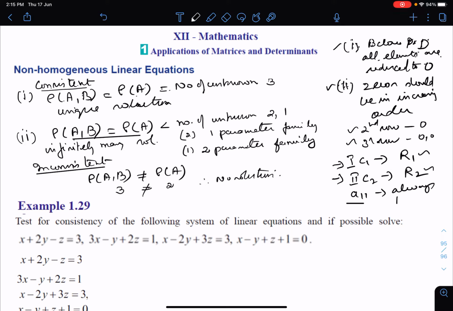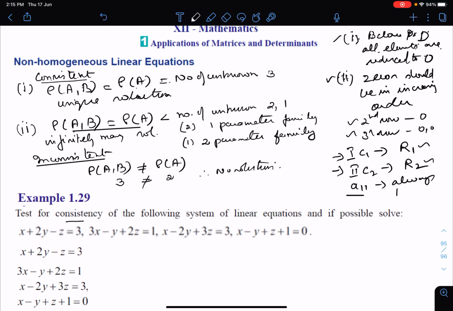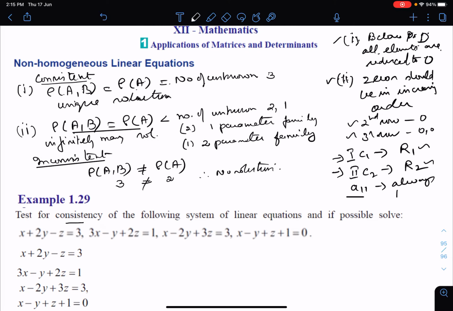Today we are going to see the non-homogeneous linear equations, test for consistency, example 1.29: test for consistency for the following system of linear equations and if possible solve. Since it is consistency, I have already explained to you how you have to find out whether the system of linear equations is consistent or not.